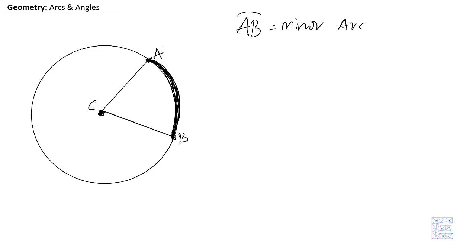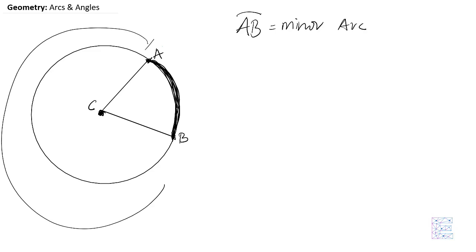On the other hand, the bigger arc, if we were going to name it, would also be AB, and you might see that that creates a little bit of a problem. If I referred to the bigger arc as AB and the minor arc as AB, then you would go, well, which one are you referring to?